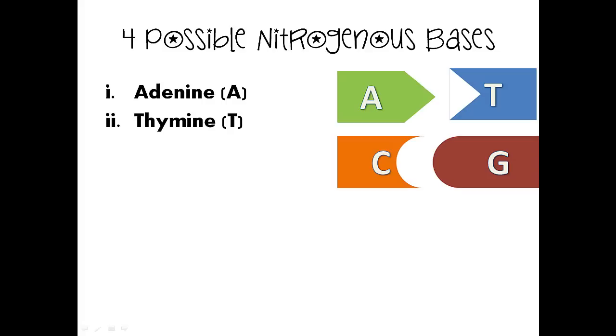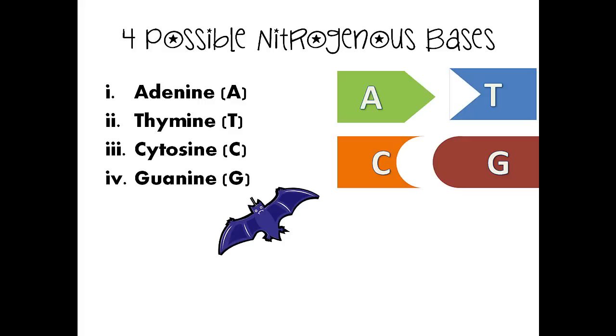They complement each other. T stands for thymine. Cytosine is C, and guanine is G. This is not guano. Guano is a word that means bat poop. But this is adenine, thymine, cytosine, and guanine, and they pair up in DNA.